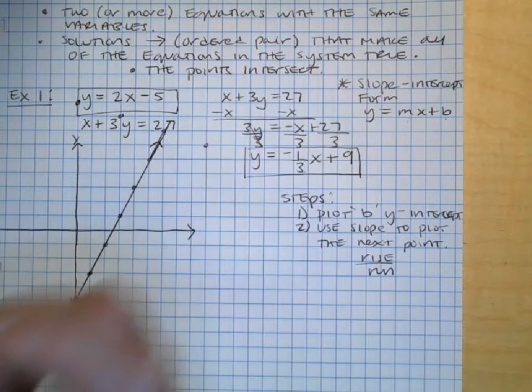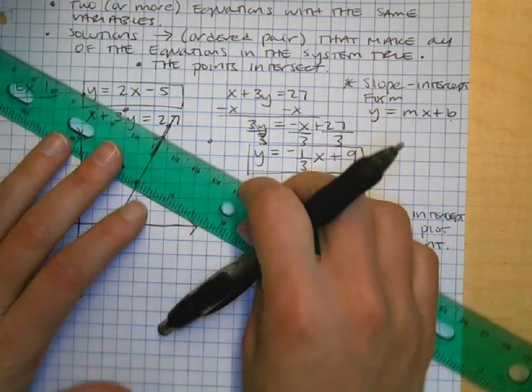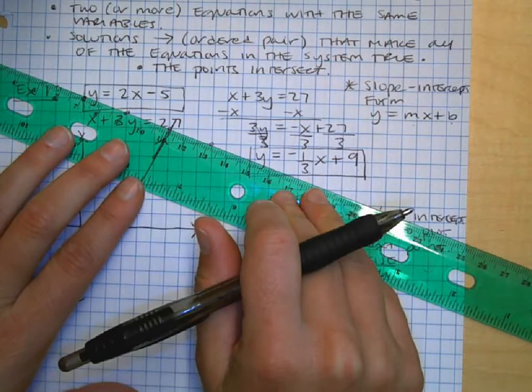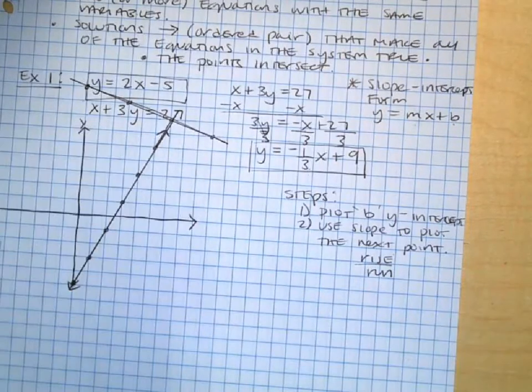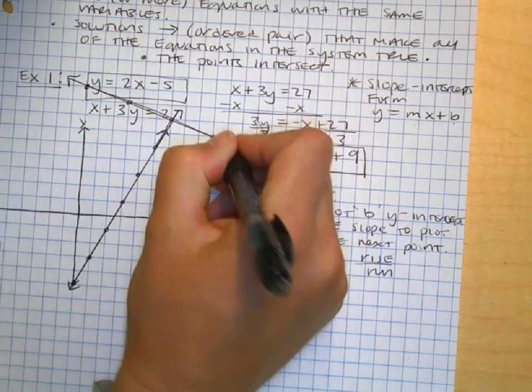So I'm going to extend my line, and I'm also going to draw my line. Hopefully you guys drew a line that's better than mine, or a graph. So this is actually the point of intersection here.